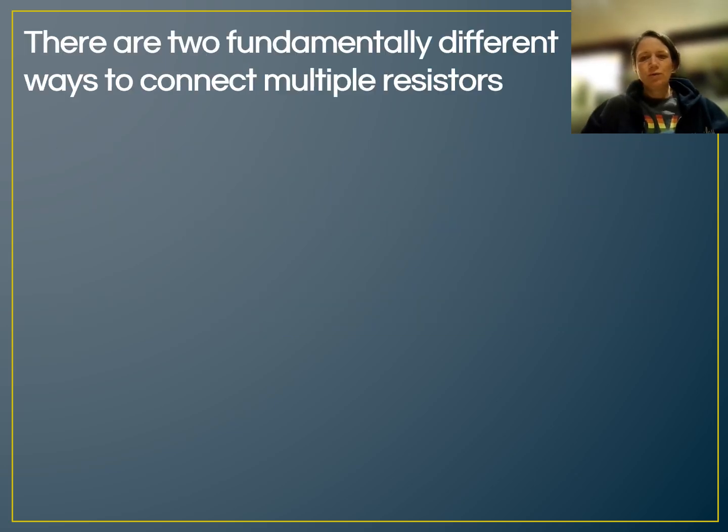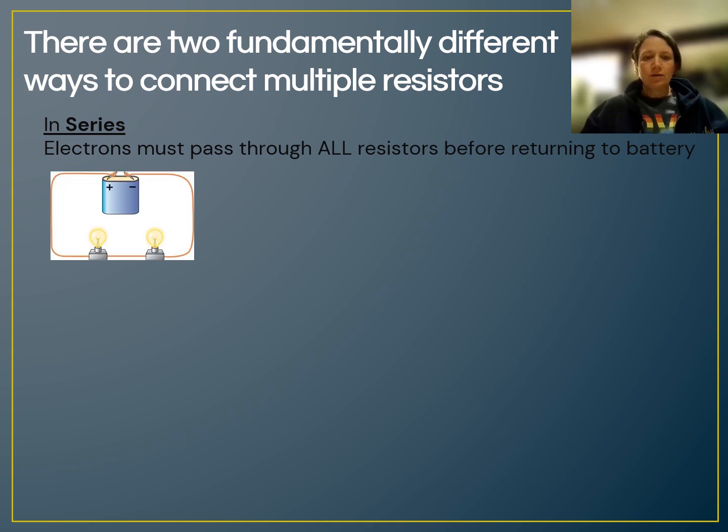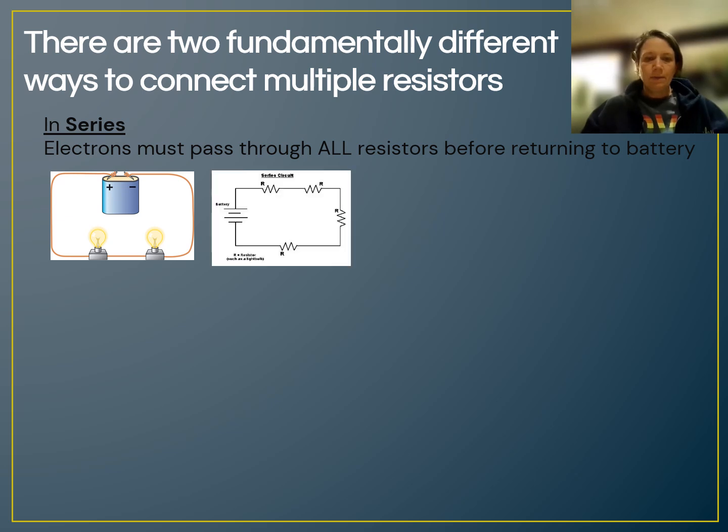The first thing to review or refresh is that there are fundamentally only two different ways to connect multiple resistors in a circuit. The first is known as connecting them in series. When you connect resistors in series, the electrons have to go through all of the resistors before they return to the battery. That first picture is a realistic picture of a circuit with two light bulbs in series, and the second one is a schematic or a circuit diagram showing 4 resistors in series.